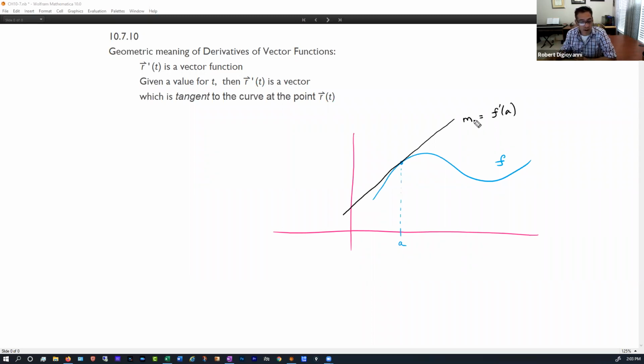What does it mean for us now? Well, first of all, when you take the derivative of a vector function, you get a new vector function, okay? And so it creates a vector, and that vector should be tangent to the curve at some point, just like this was. We're going to get a vector that's tangent. So let's see it in action.